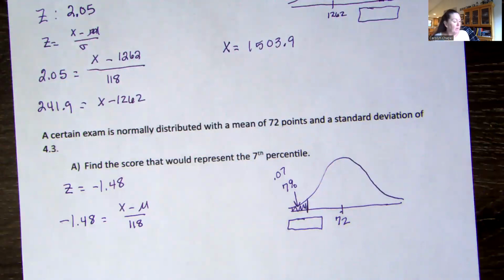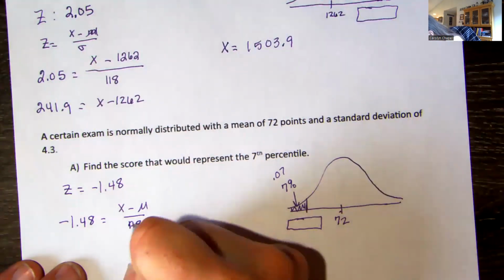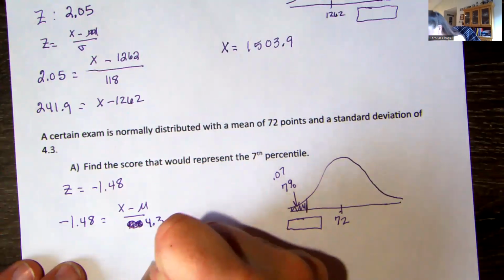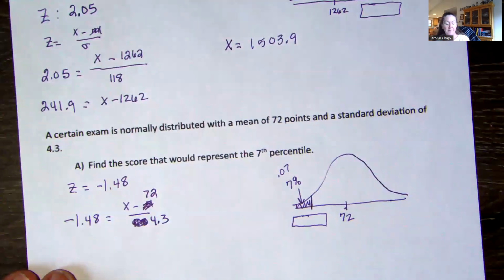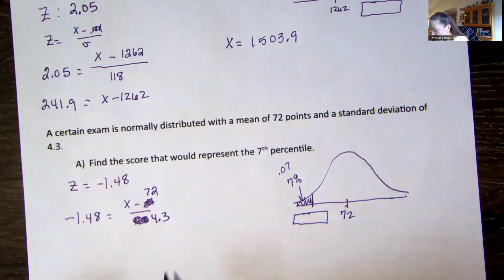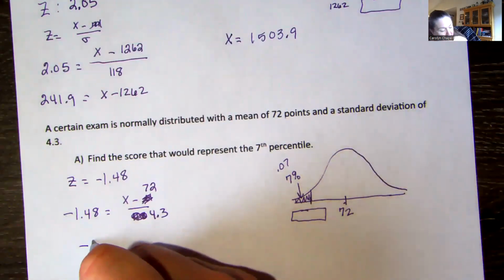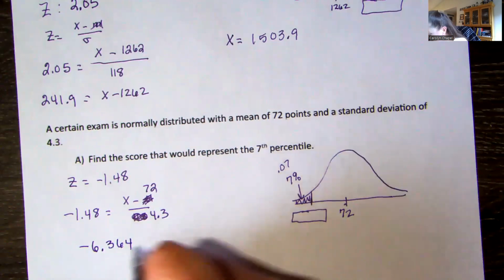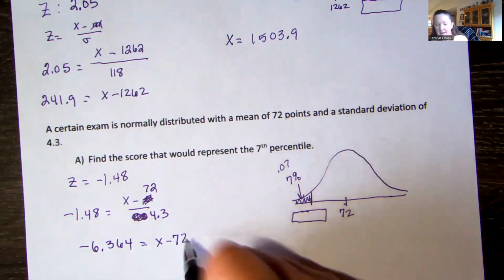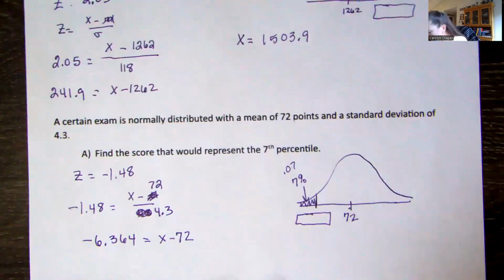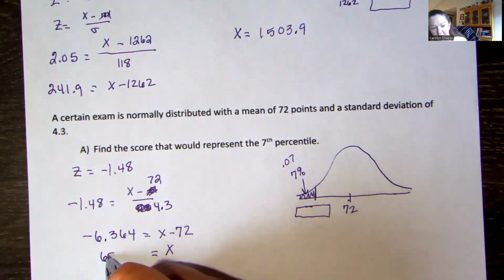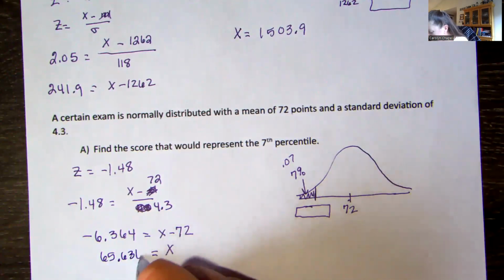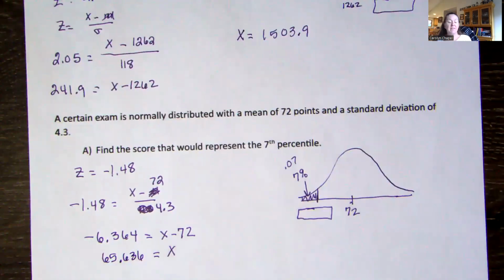I will multiply both, whoops, not 118 anymore. It's 4.3. And our mean is 72. So I can put those values in there. So we're going to multiply by that 4.3 first of all. And then we want to add 72 to both sides. And adding 72 gives me a score of 65.636. And that would be the score that represents the 7th percentile.